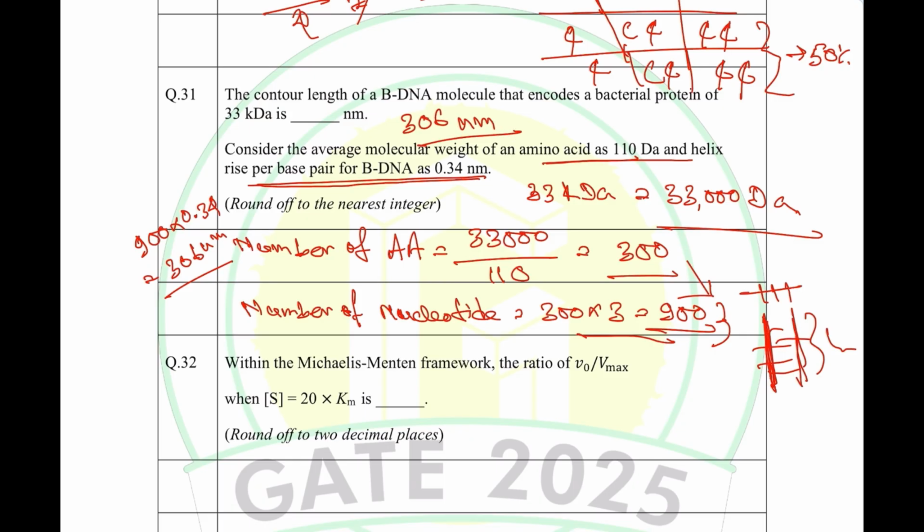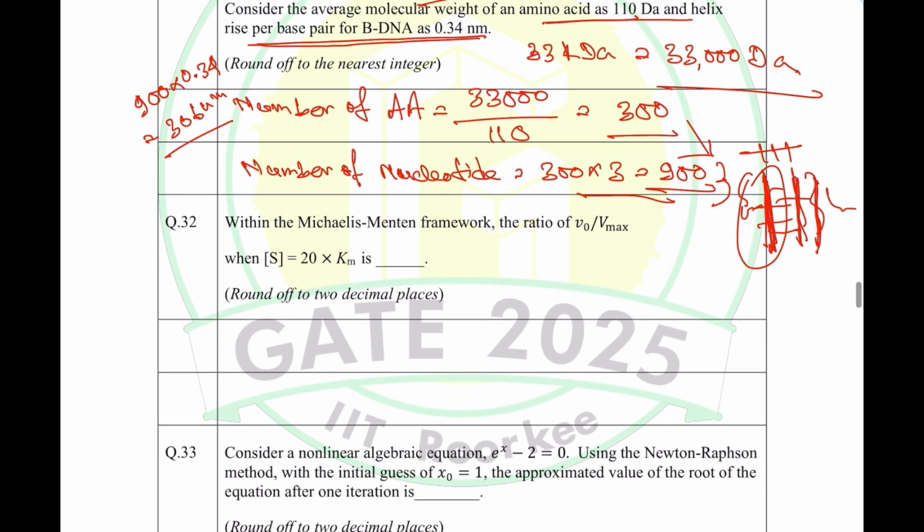I think you understand. In one strand there are 900 base pairs and 900 nucleotides, and in the other strand there are 900 nucleotides. So to calculate the length of the DNA, we only took one strand, so we can get the length of the DNA, similar to the other strand. Okay, moving on to the next question.